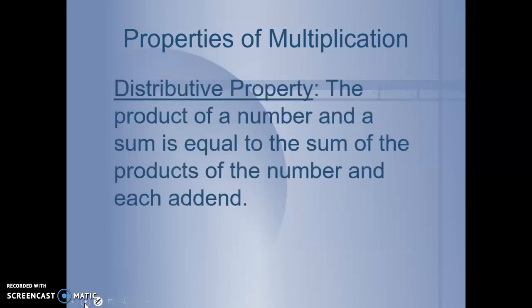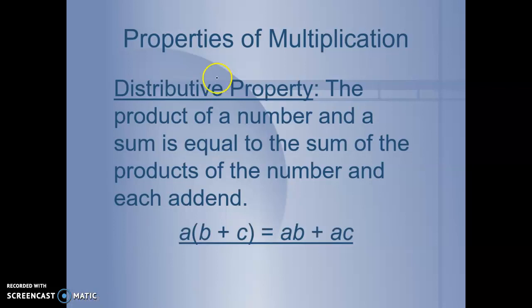Another property of multiplication is the distributive property. The distributive property states that the product of a number and a sum is equal to the sum of the products of the number and each addend. That can be kind of confusing, so let's break this down. Product is just our final answer. So the product of a number, we know what a number is, and a sum.